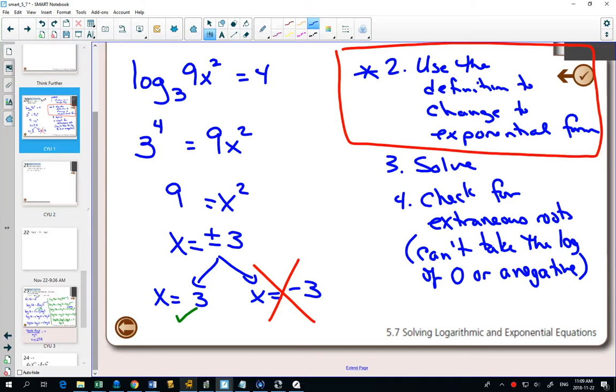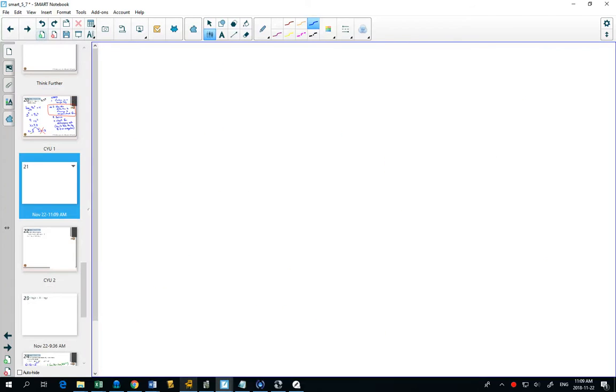Okay? Further explanation of why you can't take log of 0 or log of a negative number. So a further explanation of why something like, why is log 3 of negative 5 bad? Well, let's say it's equal to x. If you change this to exponential form, this is asking 3 to what power is equal to negative 5? And sometimes this is easier to think if you're thinking in exponential equations.